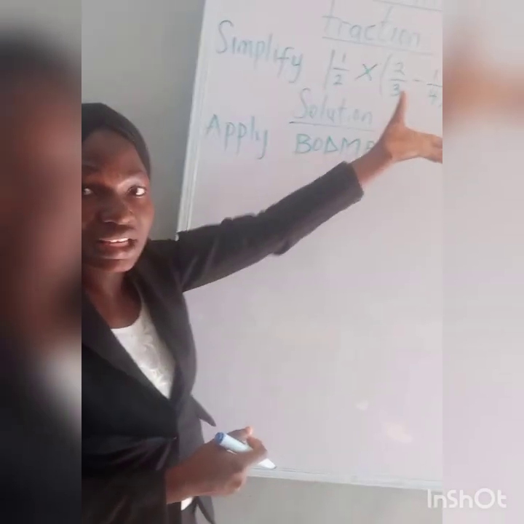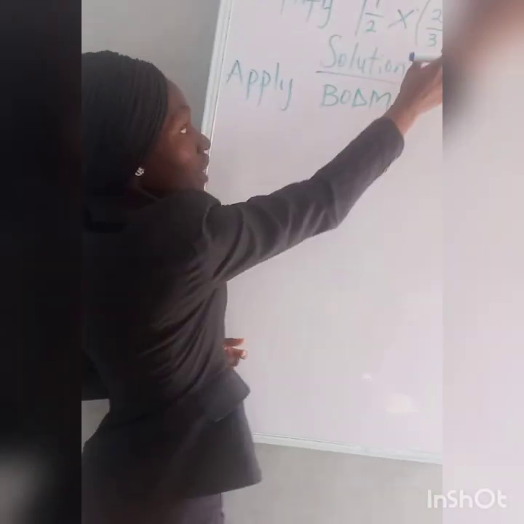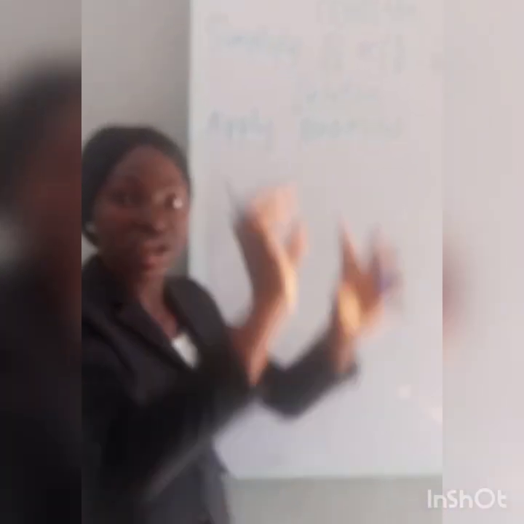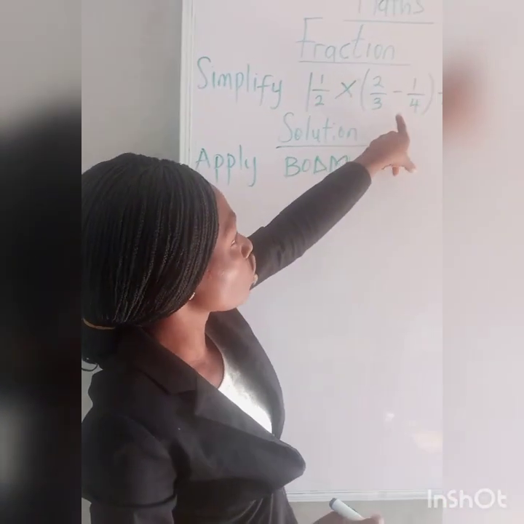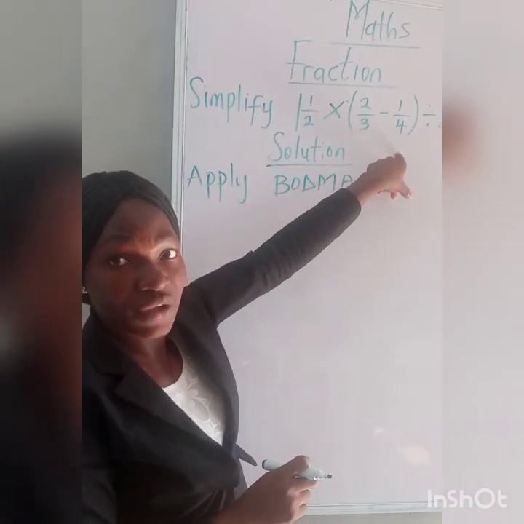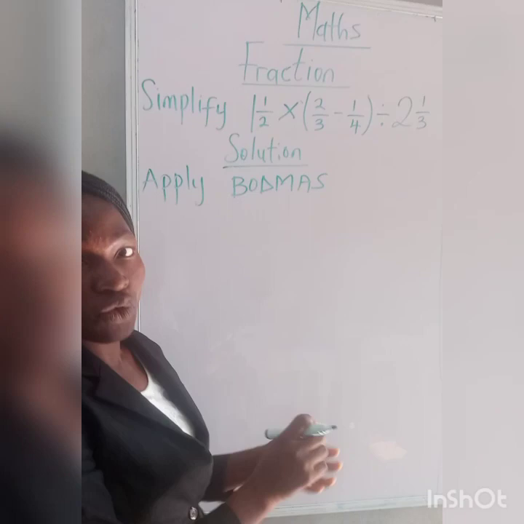Now, how do we simplify this fraction? As you can see, B means brackets. That means whatever you have in your brackets, you first solve it. So the first step we take here is to simplify what we have in our brackets. And what do we have in our brackets? We have 2 over 3 minus 1 over 4.